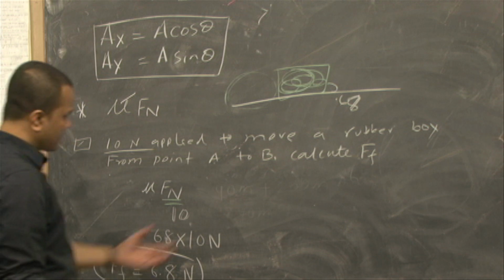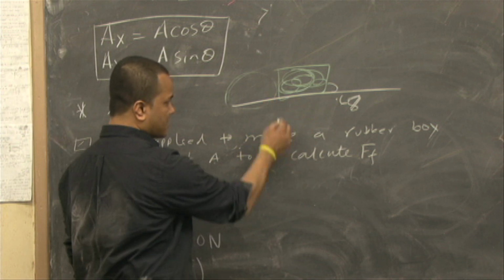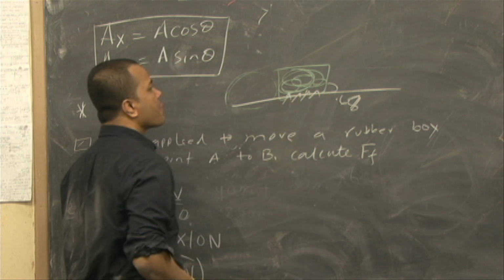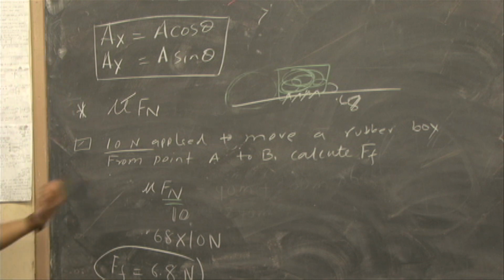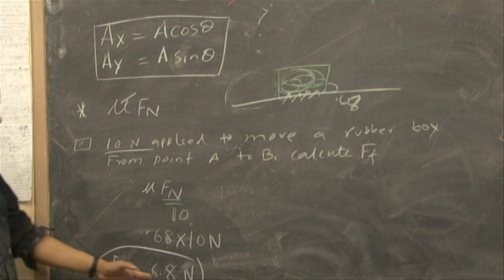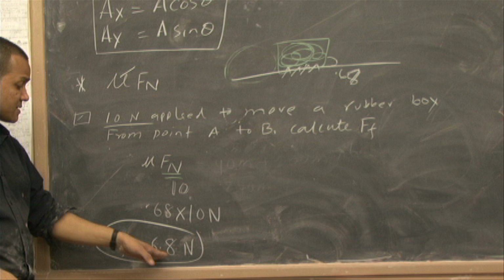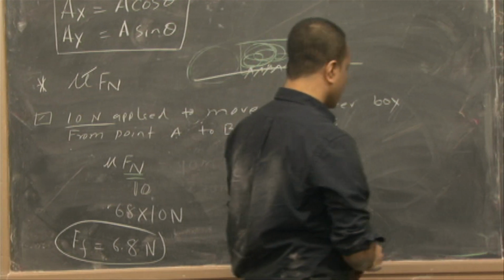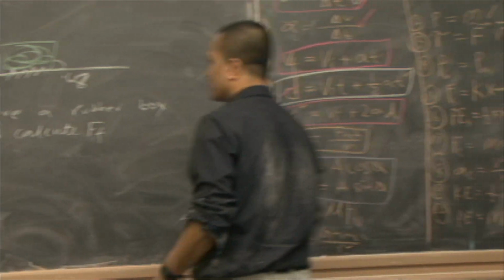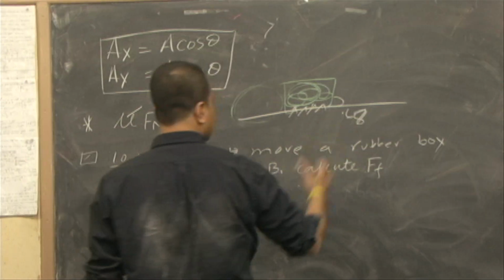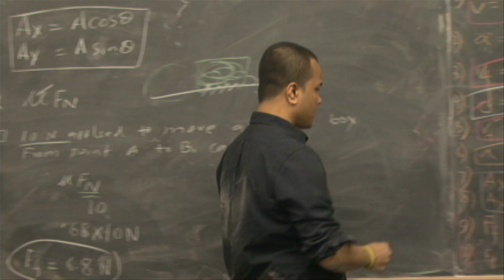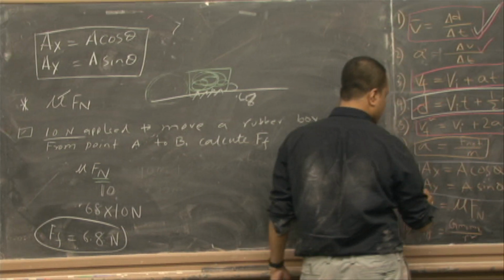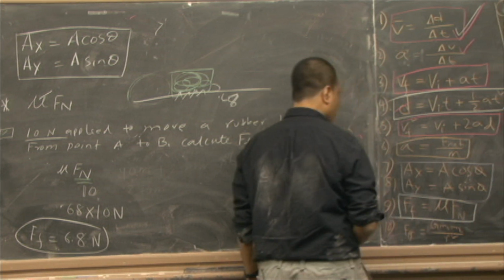That's the force of the friction. The friction exerts on the box of rubber and slows it down. 6.8 Newton is close to 7 Newton, which is quite a force. That's why when we don't exert enough force, things stop, things don't move. Not because of something else, but because of the friction. Right. So we just completed that.